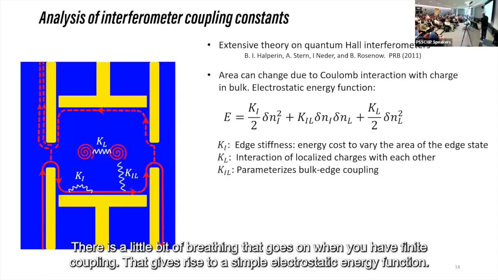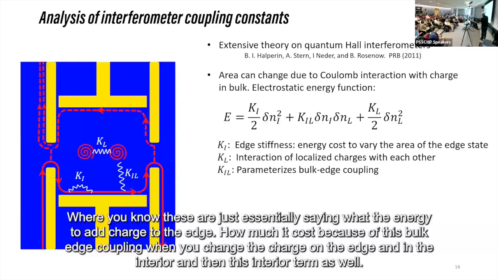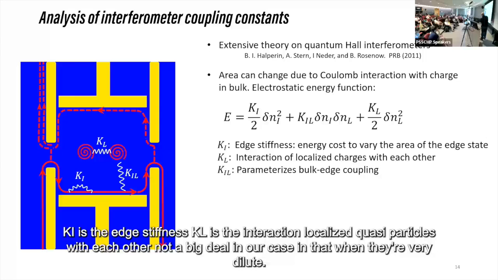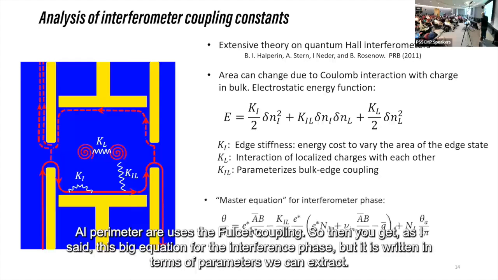That gives rise to a simple electrostatic energy function where these are just essentially saying what the energy is to add charge to the edge, how much it costs because of this bulk edge coupling when you change the charge on the edge and in the interior, and then this interior term as well. Ki is the edge stiffness, Kl is the interaction of localized quasi-particles with each other. Not a big deal in our case in that when they're very dilute, KIL parameters are, this is the bulk edge coupling.